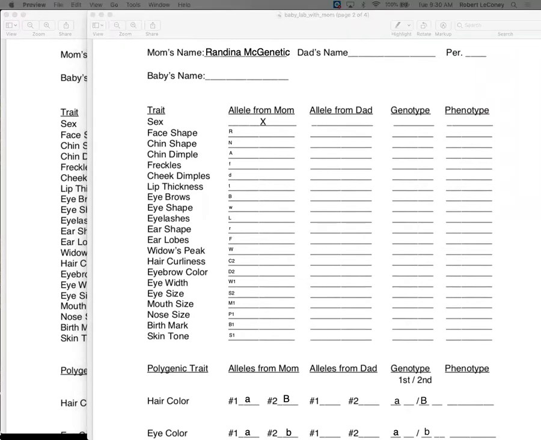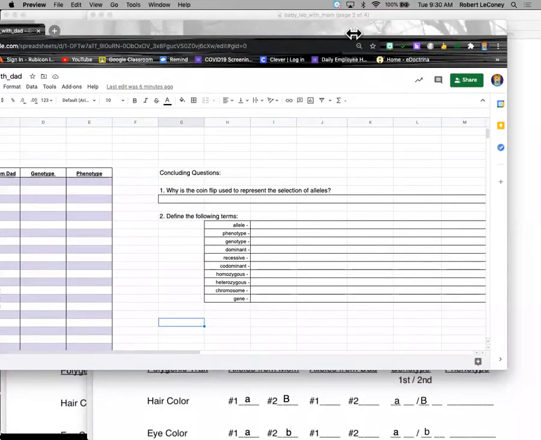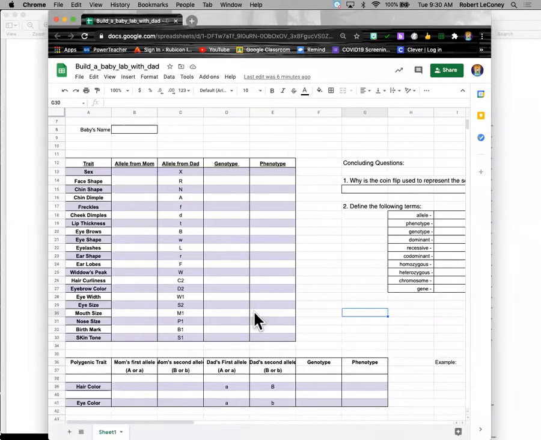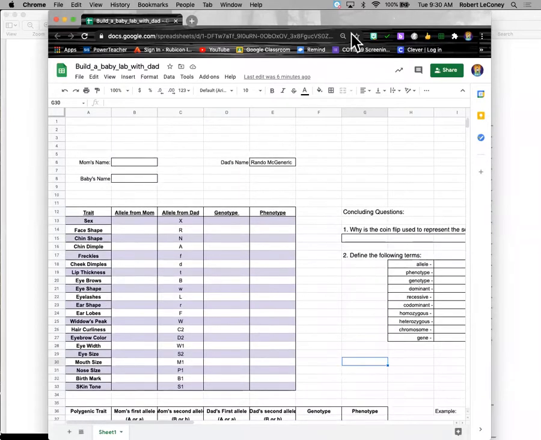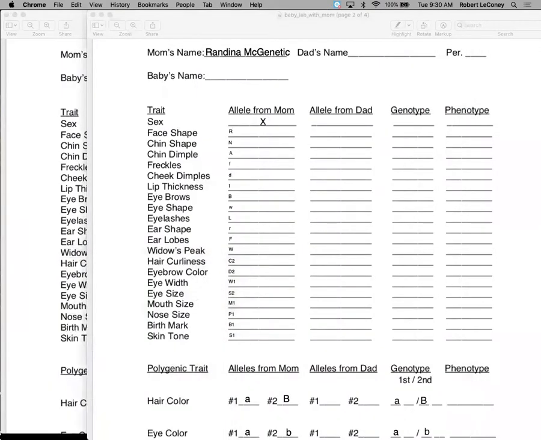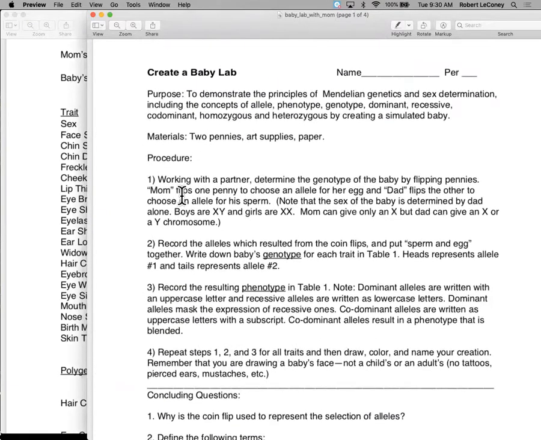Now, this is a PDF and you can't write on a PDF. So I went ahead and remade this on a Google Sheet. It's the same setup as the PDF. You go through it. But I'm giving you the PDF so that you have the rules, the directions. So let's read through these quickly.